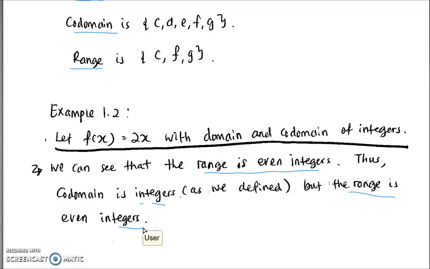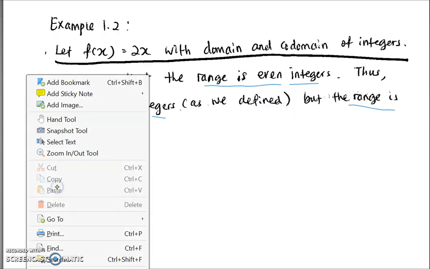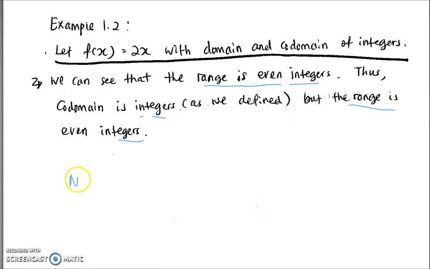So that's why just now I put the note over there. Sorry about this. Just now I put the notation over there that the range of F is only a subset of the codomain. So the range of F does not necessarily have to be equal to the codomain here.